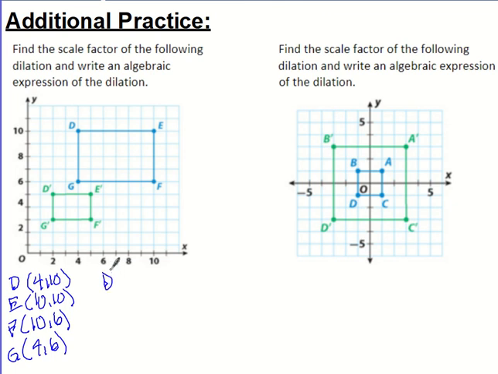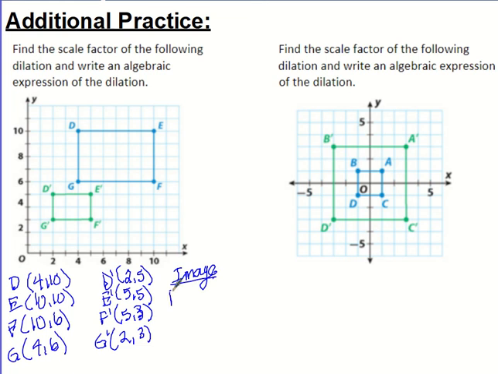Then what I'm going to do is list my D prime, my E prime, my F prime, and my G prime. So D prime is at (2, 5). And E prime is at (5, 5). And F prime is at (5, 3). And G prime is at (2, 3). So remember how we said the scale factor was a ratio? Well, it's the ratio of my image compared to my pre-image.